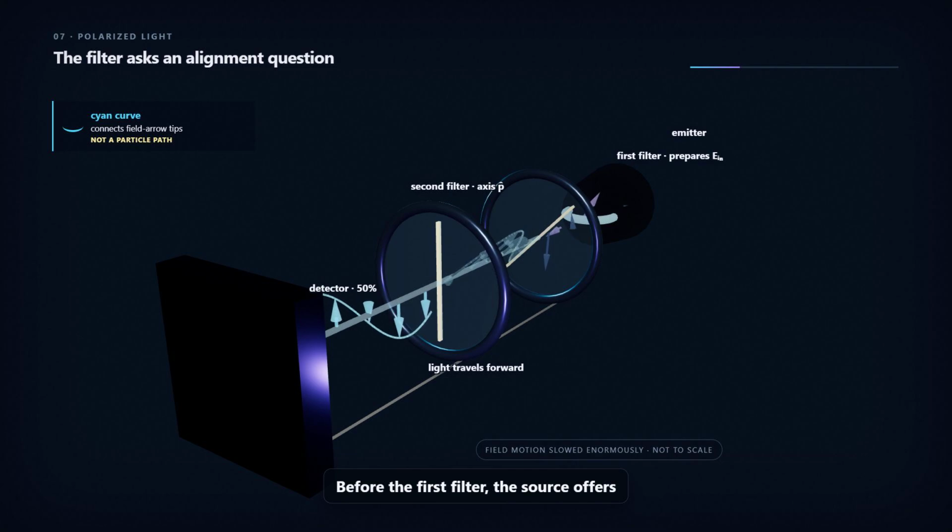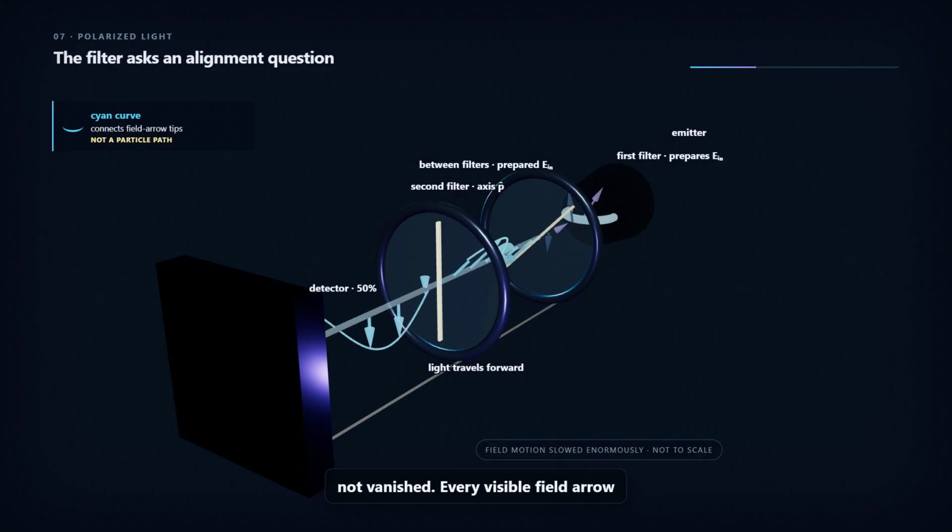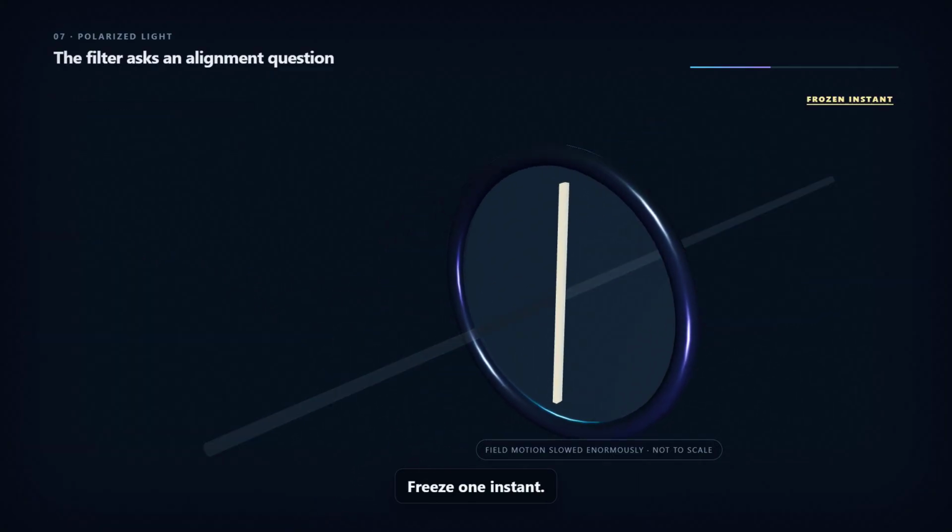Before the first filter, the source offers field directions in more than one orientation. The first polarizer prepares a diagonal input field, E in. Look between the filters. The wave has not vanished. Every visible field arrow now oscillates on that same diagonal line. The second filter has a unit transmission axis, p hat.